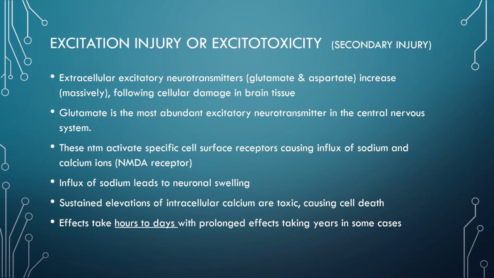This type of event, again, is secondary to that initial trauma or injury. So the whole inflammatory cascade and the excitatory cascade is secondary injury that causes ongoing or worsening brain damage. This type of injury leads to seizure activity. So seizures are bursts of uncontrolled electrical activity that goes on between the brain cells or the nerve cells.